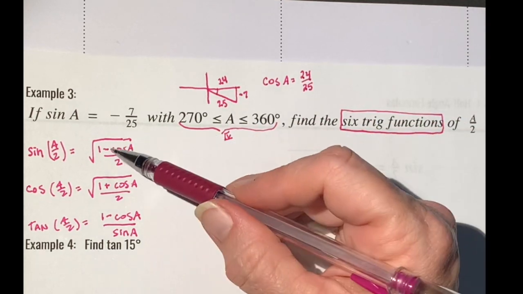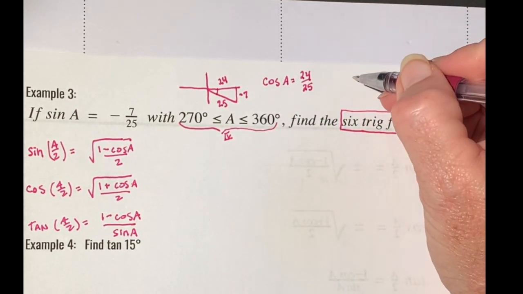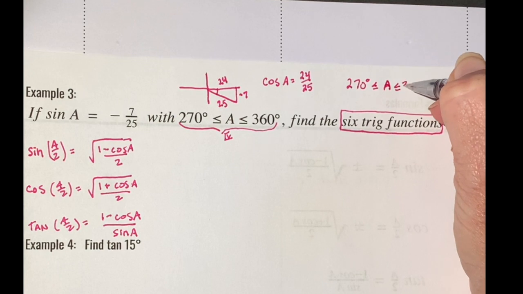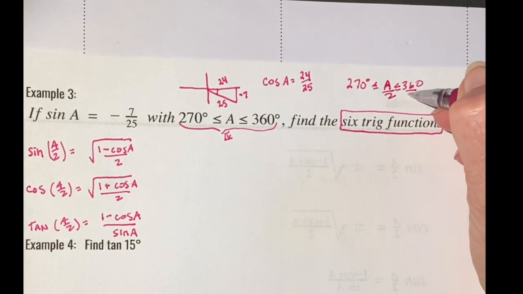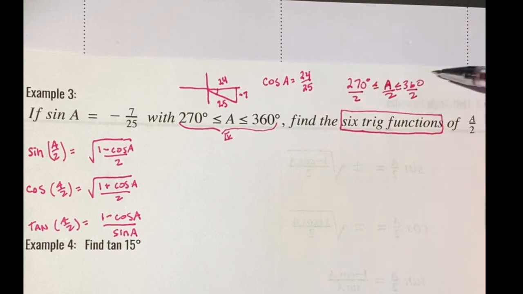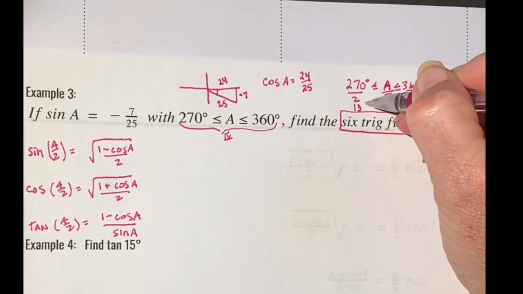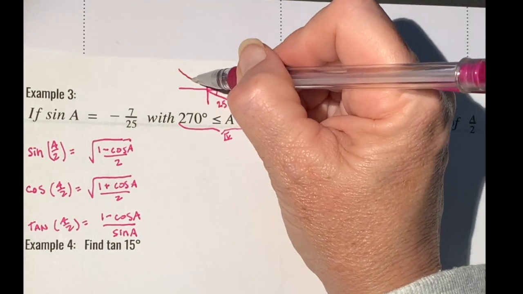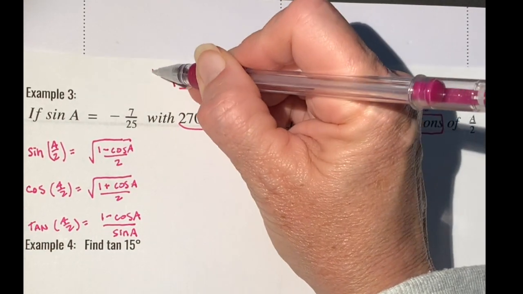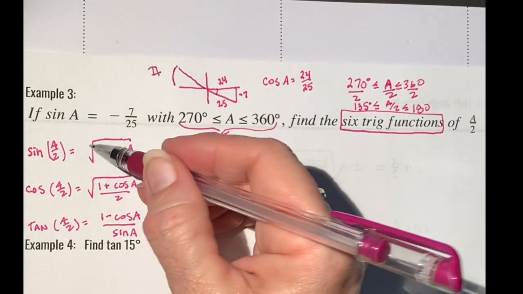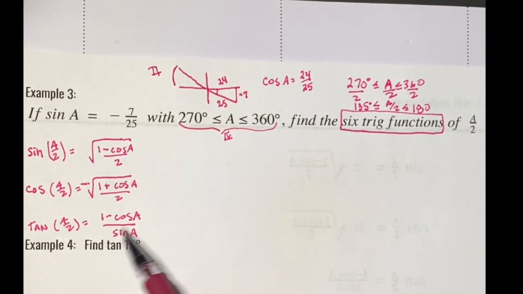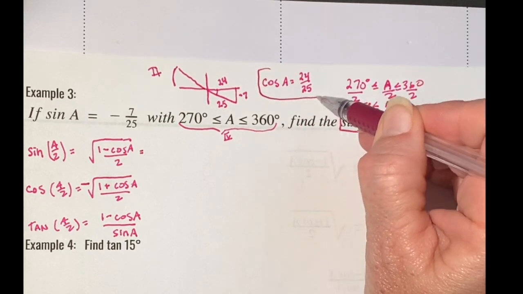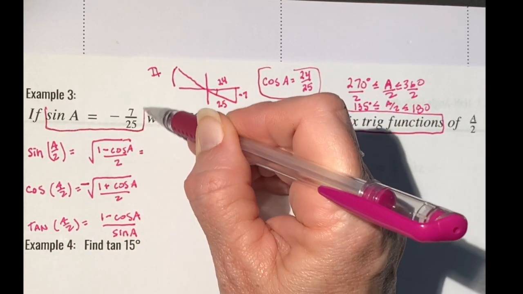Now as far as the signs on these, we're in quadrant 4, so the angle A falls between 270 and 360 degrees, which means the half angle would fall between half of 270 and half of 360, which would be 135 to 180. So it falls between here and here. Again, it's in quadrant 2. In quadrant 2, sine is positive, cosine is negative, and tangent should also come out to be negative. Now it's just a matter of substituting in my cosine and my sine and cranking out those calculations.